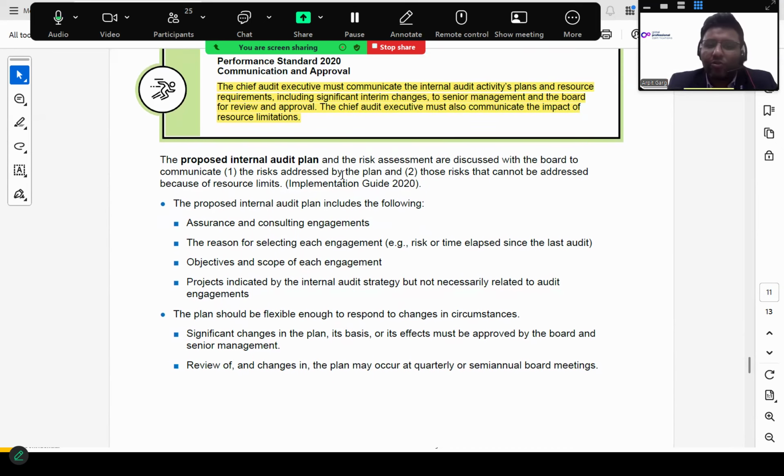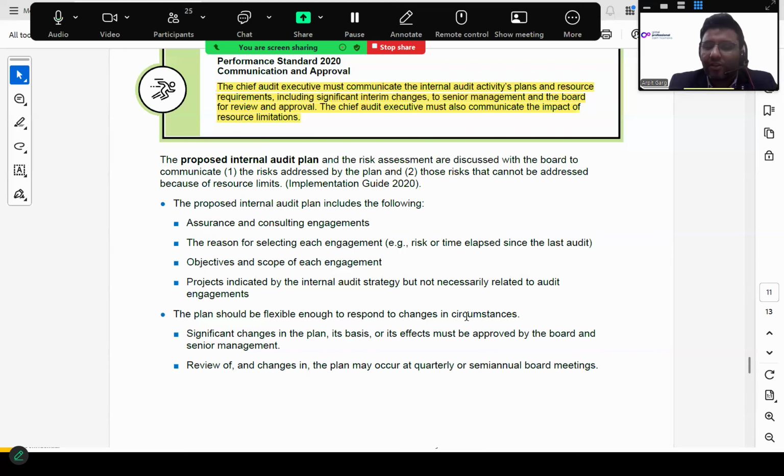People, moving on, it says the proposed engagement plan and the risk assessment are discussed with the board to communicate the risk addressed by the plan, and those risks that cannot be addressed because of resource limitations. The proposed engagement plan includes the following: assurance and consulting engagements, the reason for selecting each engagement, for example, risk of time lapse since the last audit, objectives and scope of each engagement, and projects indicated by the engagement strategy but not necessarily related to audit engagements.